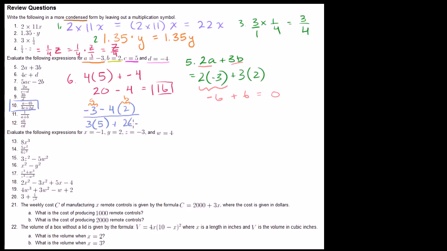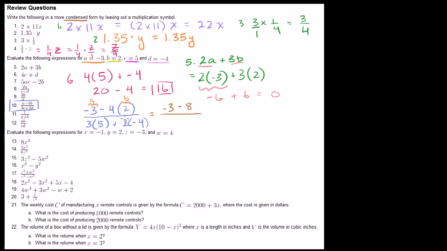d is negative 4. So let's figure this out. We have to do order of operations. Multiplication comes first, before addition and subtraction. So this is going to be equal to minus 3 minus 4 times 2, minus 8.